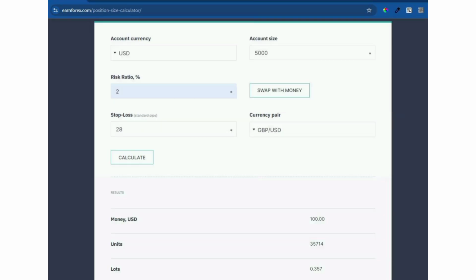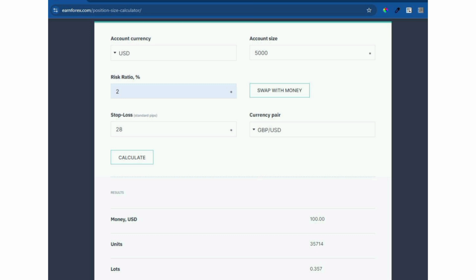Once you click calculate, you would see the result of the calculation below. If you check the last item below, you will see where they wrote lots. The value there is 0.357. That's where you will see the actual lot size you must use to place this particular trade. So that's how to calculate the lot size.